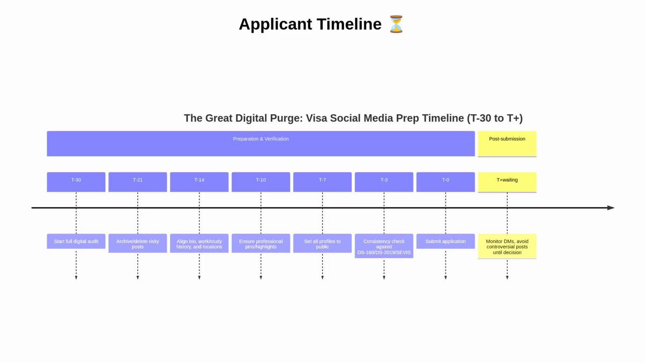Now let's map the process across time. About 30 days before applying, begin a full digital audit. 3 weeks out, archive or delete potentially risky posts. 2 weeks out, align your bio, work or study history, and locations with your application materials. 10 days out, curate professional highlights. 1 week out, set all profiles to public. 3 days out, perform a final consistency check with your application forms. On the application day, submit. During the waiting period, monitor your messages and avoid posting controversial content until a decision is made. This sequence reduces last-minute mistakes and mismatches.